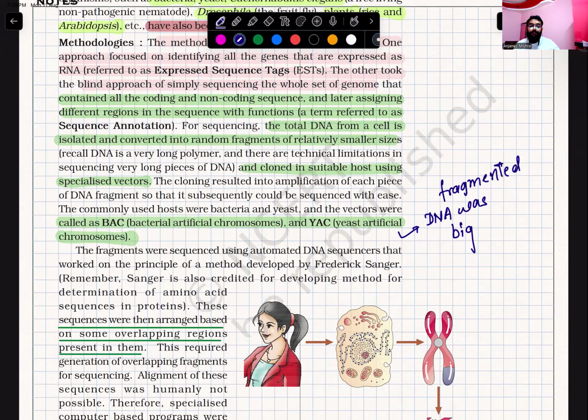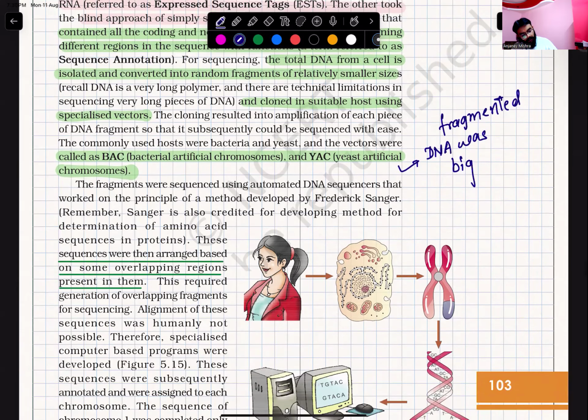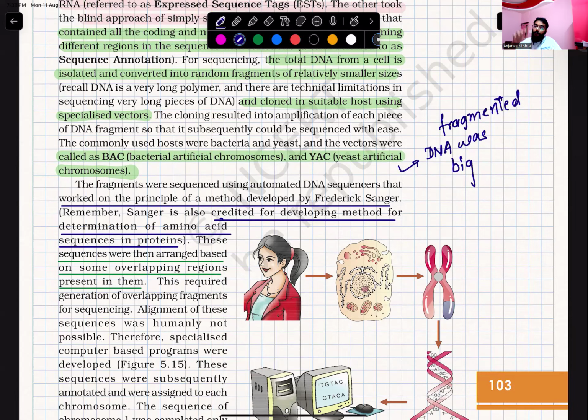Is that clear? Then fragments were sequenced using automated DNA sequencers that worked on the principle of the method developed by Frederick Sanger. Sanger is also credited for developing the method of determination of amino acids in the sequence of protein. What amino acids are there in the protein? That was also developed by Mr. Frederick Sanger.